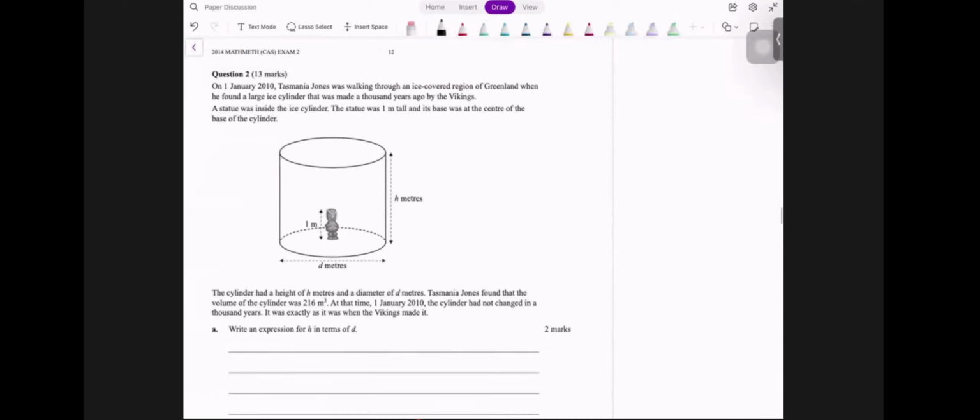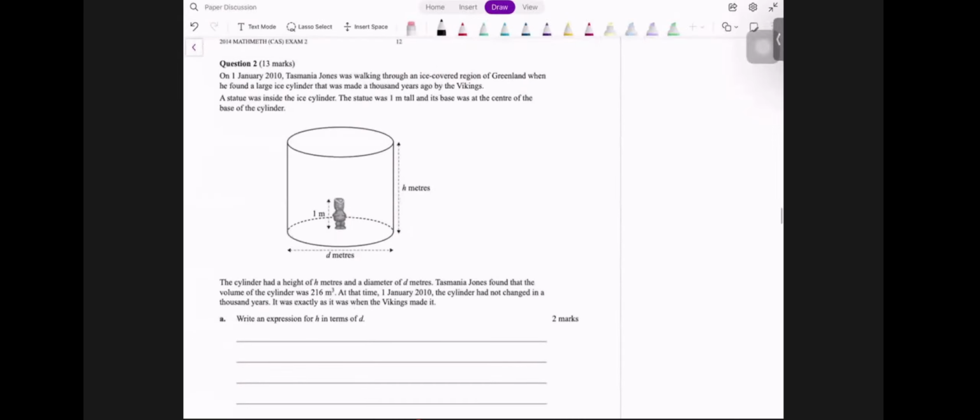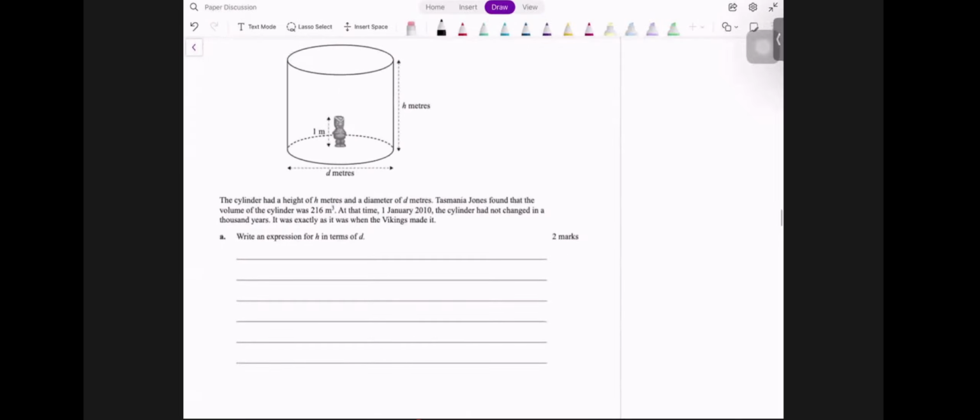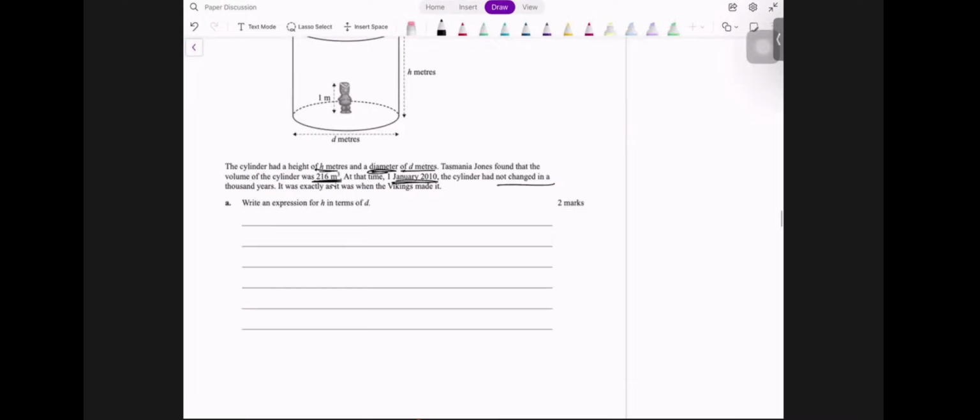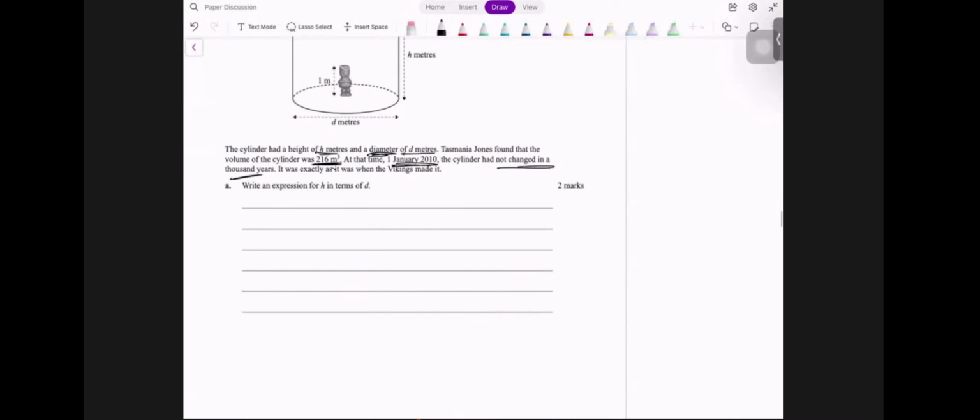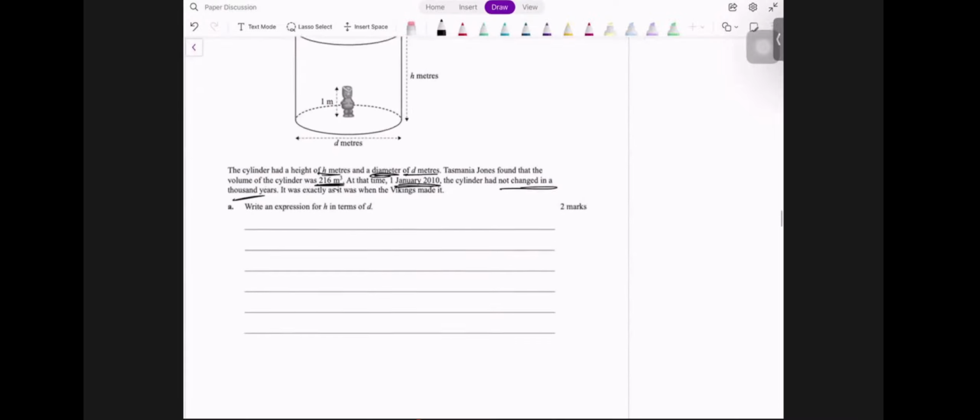So question 2 here. Firstly you have a statue, 1 meter tall, with a height of H and a diameter of D, and they found the volume at 216 at this time. The cylinder has not changed in 1,000 years. Find an expression of H in terms of D.